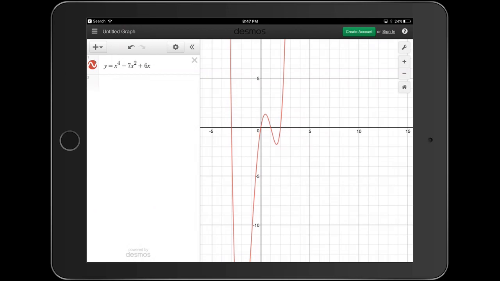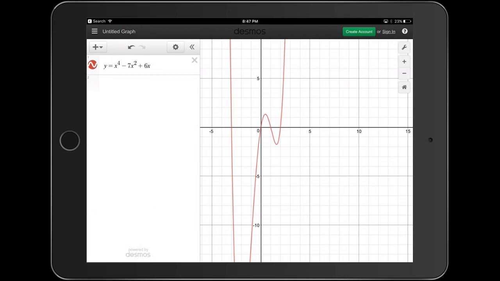Okay, so here I already typed it in. If you've never used Desmos, I got to tell you, you have to. It's about as easy as Google Classroom to figure out. Desmos. All I did was type in y equals x to the fourth minus 7x squared plus 6x. Literally just typed it in. Very easy. It graphs it as I'm typing it in.